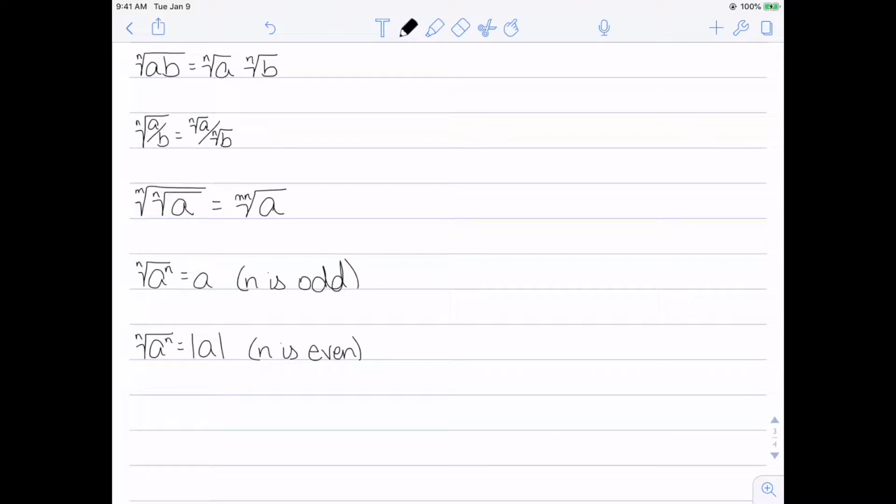And the nth root of a to the n is equal to the absolute value of a if n is even. For our purposes, I'm going to assume that all of my variables are going to be positive, so I don't have to worry about the absolute value, and I'll be able to just condense these two down to say the nth root and the nth power are going to cancel each other out. So let's look at some examples on using these properties.